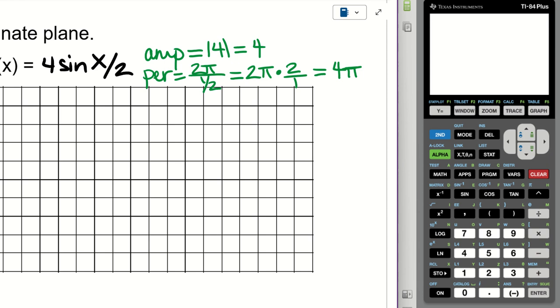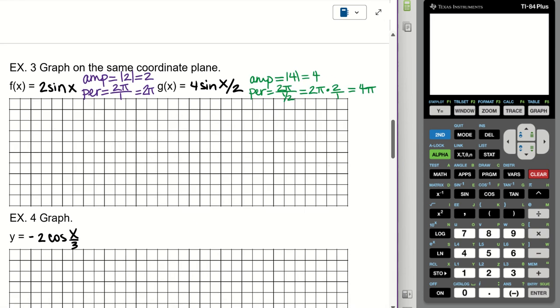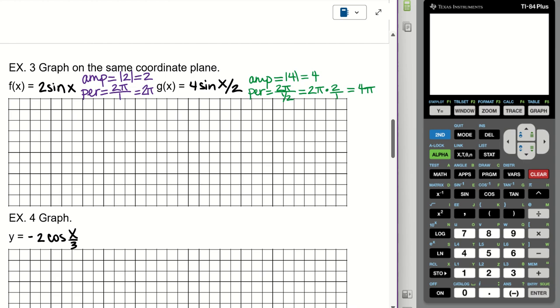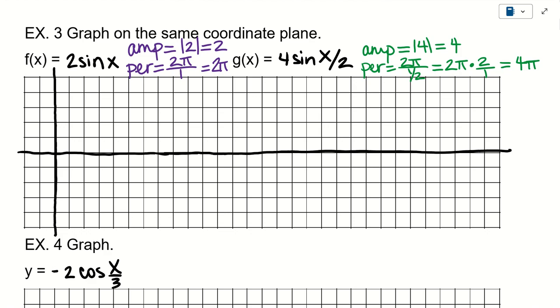Okay, so since I'm going to put both of these on the same coordinate plane, I want to make sure that I'm including all of those numbers for amplitude and period so that I can fit both of them on the coordinate plane. So I've gone ahead and drawn my x and y axis. I know for my x-axis, the biggest period is 4 pi. So however far out I go, I need the biggest amount to be 4 pi.